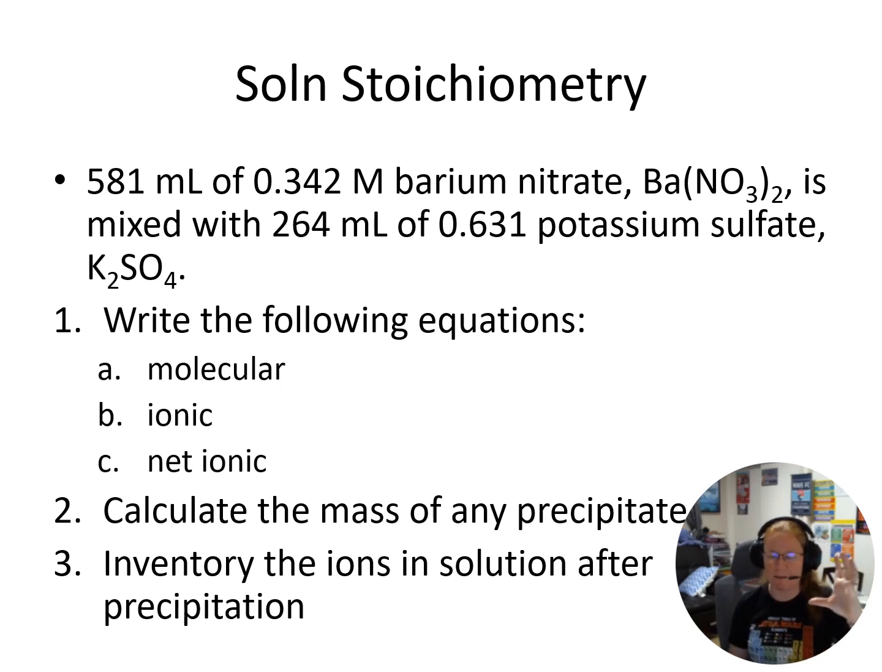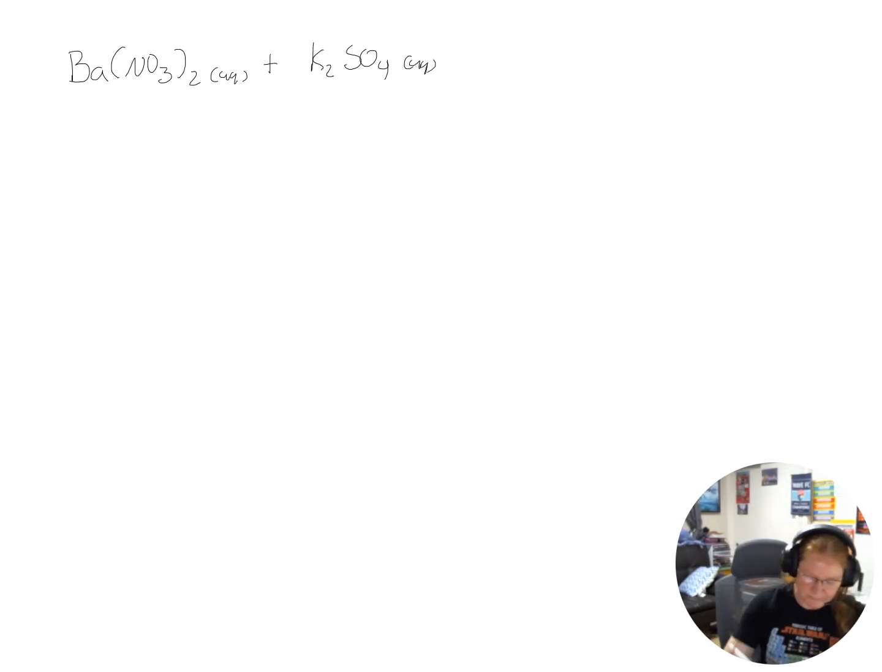And I'm mixing an amount of component A and an amount of component B, which means that this is going to be what type of problem? A limiting reagent problem. So we'll do an ICE table as well. Okay, let's take a look. All right, so we've got barium nitrate and potassium sulfate. Okay. All right, so what are our two potential products? Well, we can get potassium nitrate and barium sulfate.